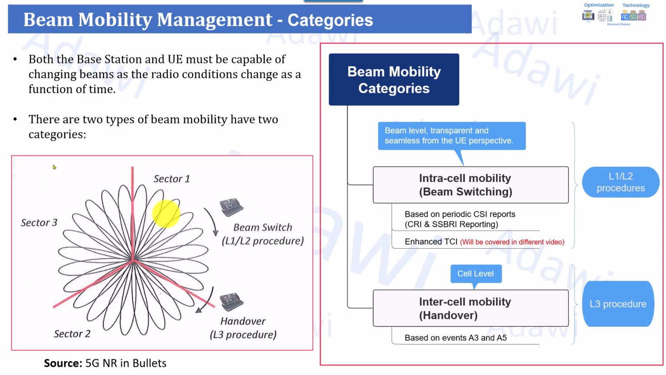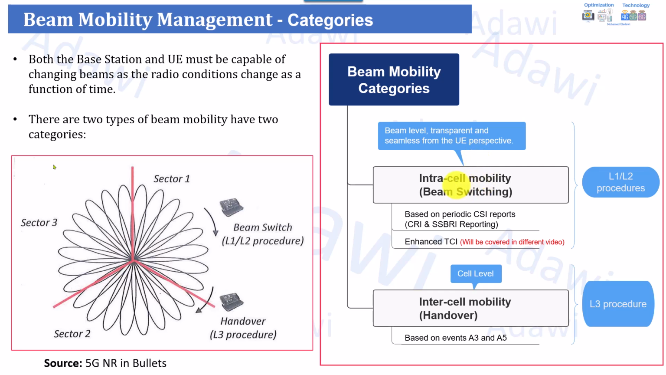So usually this one is called, as you can see in the figure on the right here, intra-cell mobility, which is just doing a beam switching, like changing from one beam to another, beam 1, beam 2, and beam 3. And this is usually done within the L1 and L2 procedures, which is the physical layer and MAC layer, handling this completely, which means that the gNodeB might change the beam to the UE, and the UE in this particular case will be transparent and seamless. Like it will not know that the gNodeB has already changed the beam.